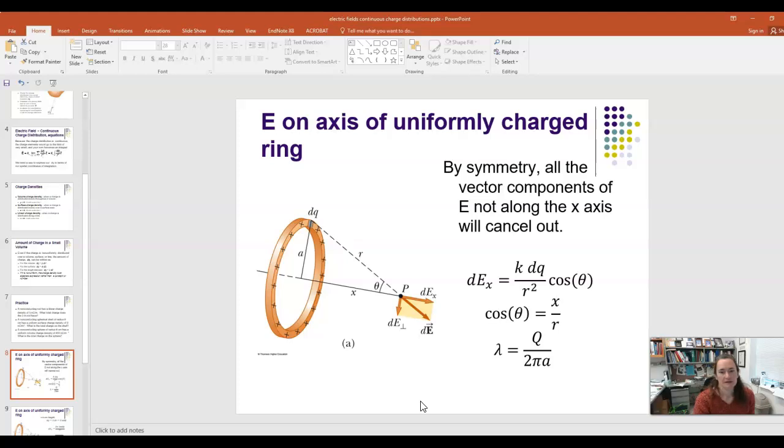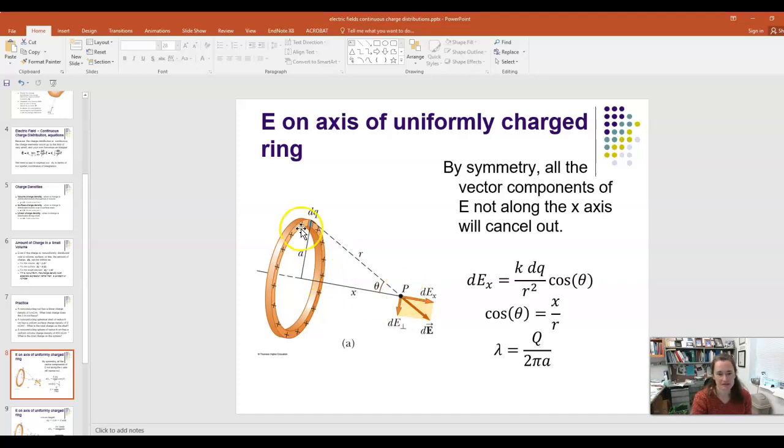Now here's where a little bit of thinking comes in. We do want the total electric field from this uniformly charged ring, so let's think about what we're going to need. The electric field from this dq has two components: a component that points along the x-axis, which we've called dEx, and a component that points perpendicular to the x-axis, which we've called dE perp. As you walk around the ring, dE perp could have both y and z components depending on where you're at, so we just call it dE perp to be generic.